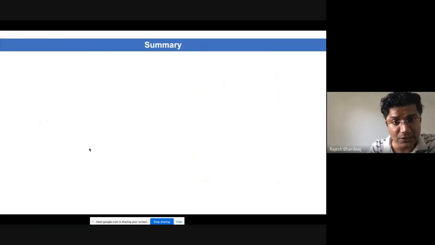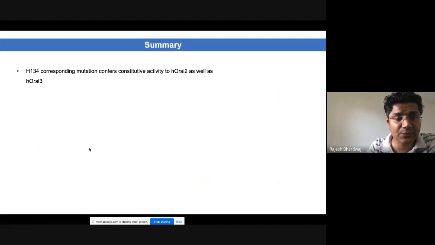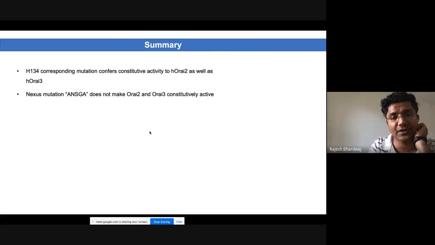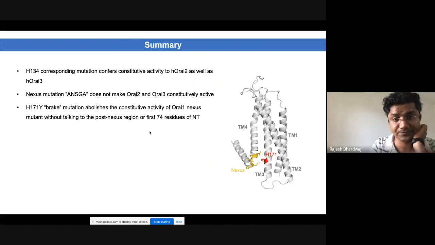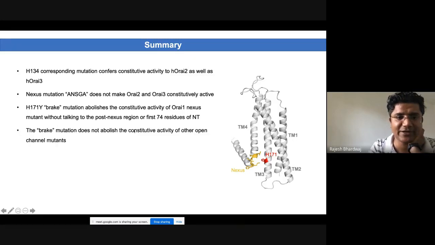So to summarize, basically what I showed you is that the H134A corresponding mutation confers constitutive activity to ORAI2 as well as ORAI3. I showed you that the Nexus mutant is functional in ORAI1, but not in ORAI2 and ORAI3. And that the tyrosine brake mutation does not need the post-Nexus or the N-terminal region to confer this abrogatory effect.